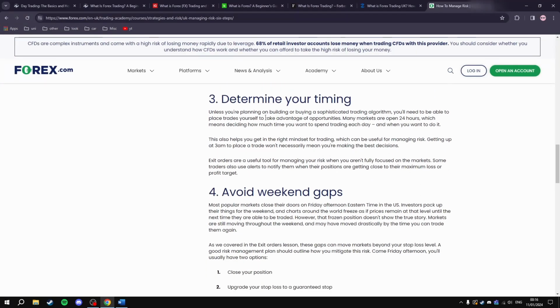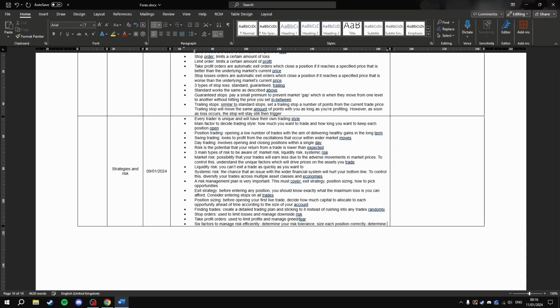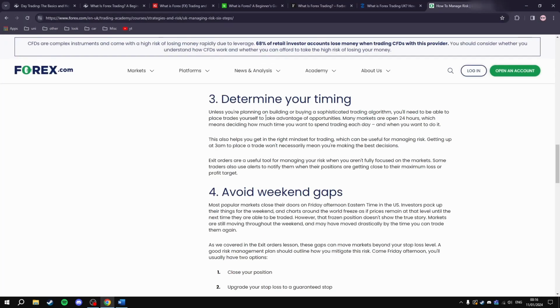Determine your timing. Unless you're planning on building or buying a sophisticated trading algorithm, you'll need to be able to place trades yourself to take advantage of opportunities. Many markets are open 24 hours, which means deciding how much time you want to spend trading each day and when you want to do it. This also helps you get in the right mindset for trading, which can be useful for managing risk. Getting up at 3 AM to place a trade won't necessarily mean you're making the best decisions.